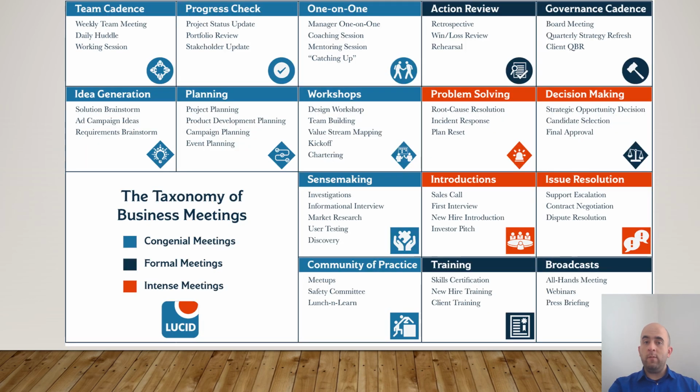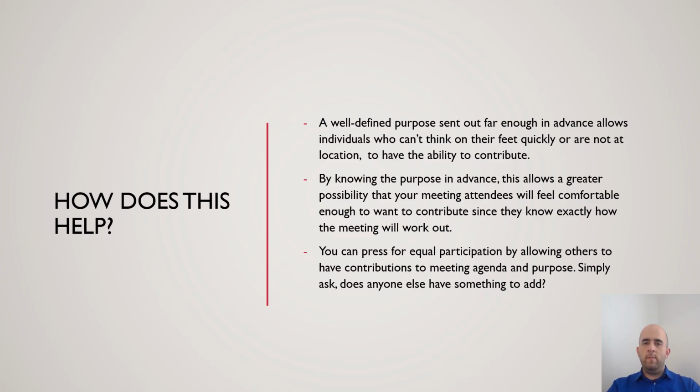Here's some example categories to help you define sort of what goes on and the activities that are going to go on in your meeting as well. You can use this in very much the same way. If it's a progress check, that defines your purpose in a different way than if it's a sense making or a community of practice or a workshop. So this is sort of how having an effective purpose helps inclusion, helps participation, helps people to feel more comfortable.